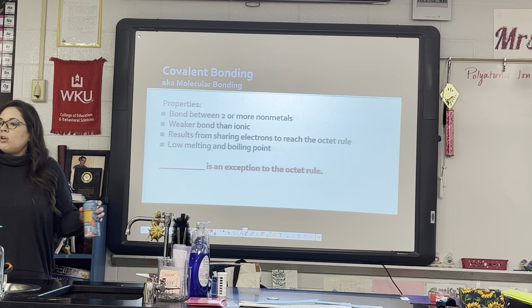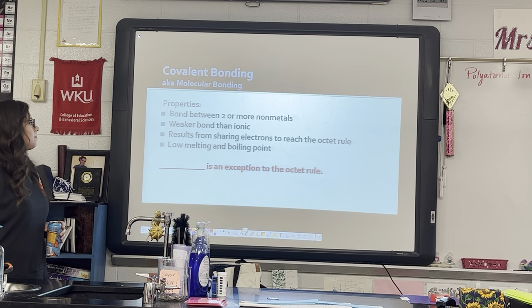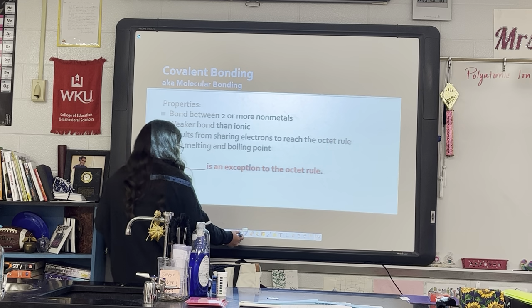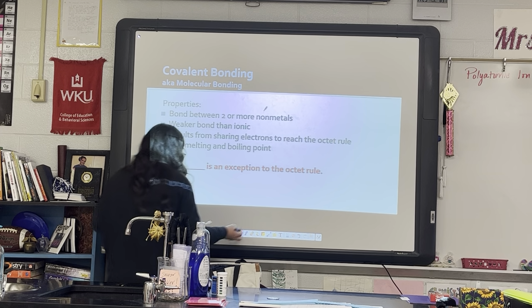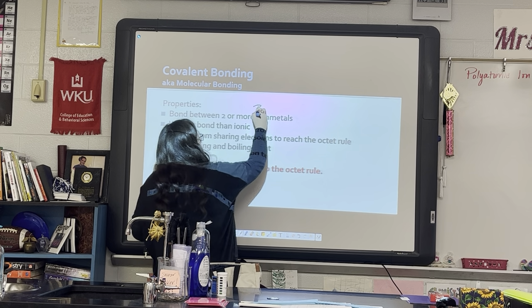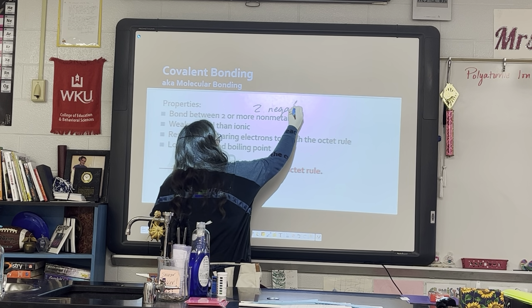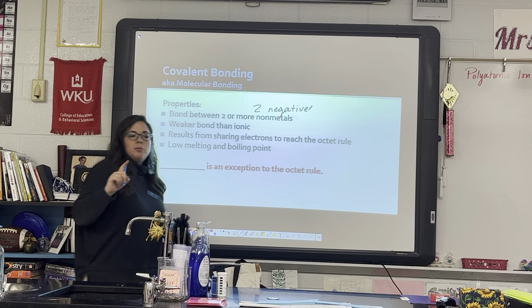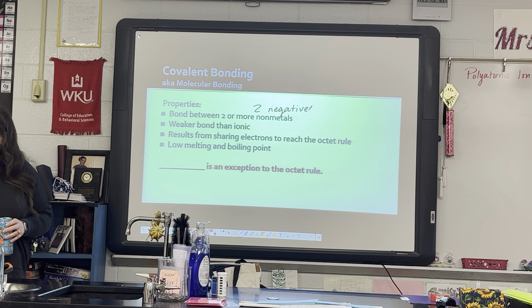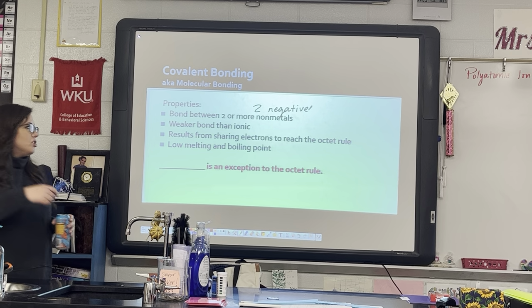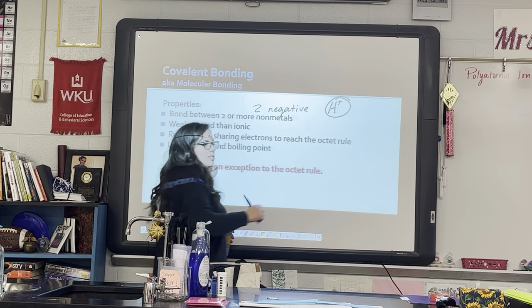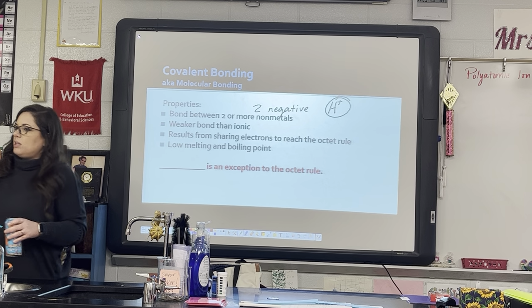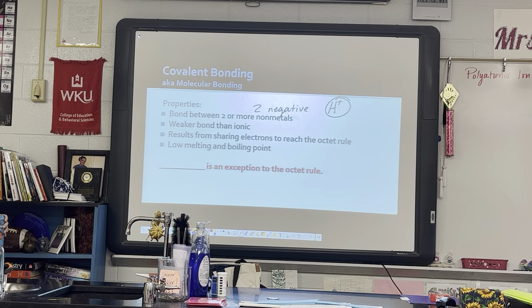So typically, what charges is that going to be? Negative. Two negatives. So you might want to add that in just for yourself. So that's going to be two negative charges. Now there's an exception, and I've talked about it several times. What's a nonmetal that has a positive charge? Hydrogen. So there's an exception there, and that's hydrogen with that positive charge. All the other nonmetals have negative charges.